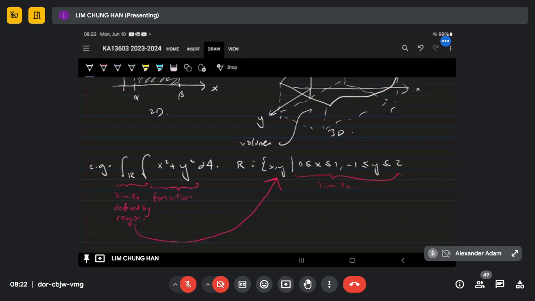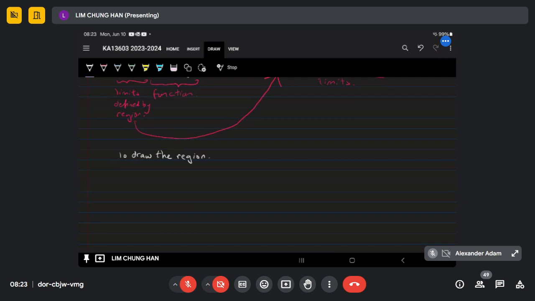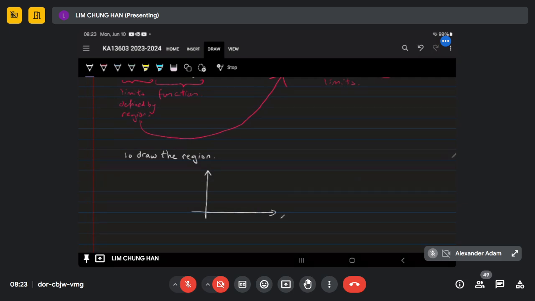Okay, so with this topic, the first step is always to draw the region. The first step is always you draw the region. So when you draw the region, it looks like this.